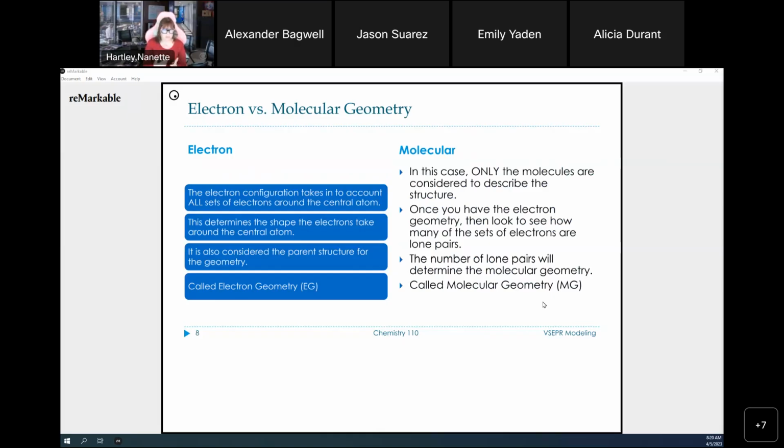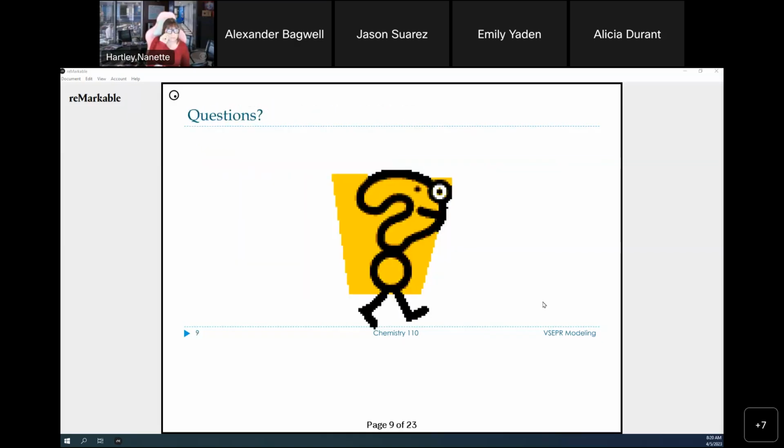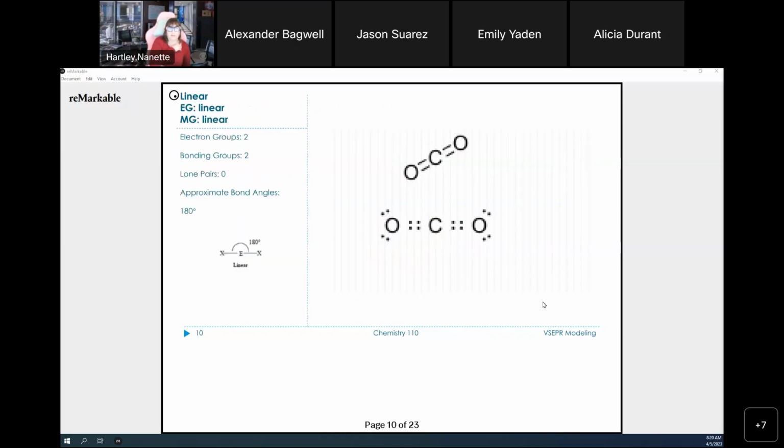When we talk about molecular geometry, we're only talking about the atoms of the molecule. So once you have the electron geometry, we look to see how many pairs of electrons are lone pairs and take those out when we talk about that description. So the number of lone pairs will determine the molecular geometry, also called MG. Again, we can have many things that have the same electron geometry, but they don't have the same molecular geometry.